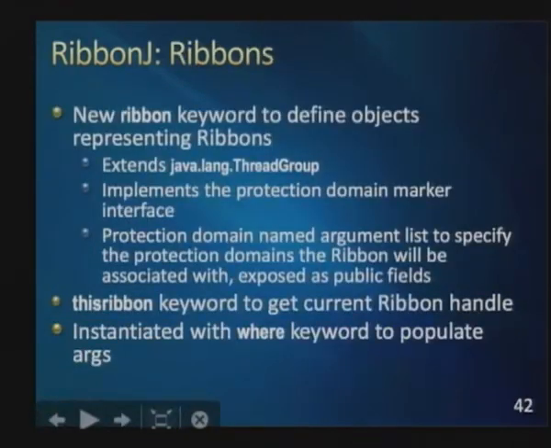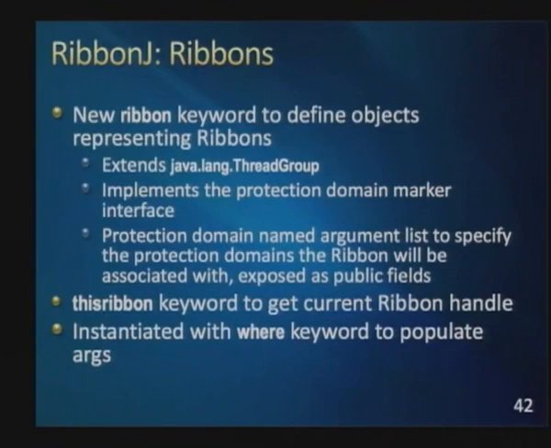So how do we model ribbons in this language now? A ribbon is an extension of the thread group class. Thread group, just like it says, is a named collection of threads. You can stop, start, and deal with the threads as a group, and give them a name. A ribbon also acts as its own protection domain. Implicitly, it's got its own little private area to work with any ribbon local data.